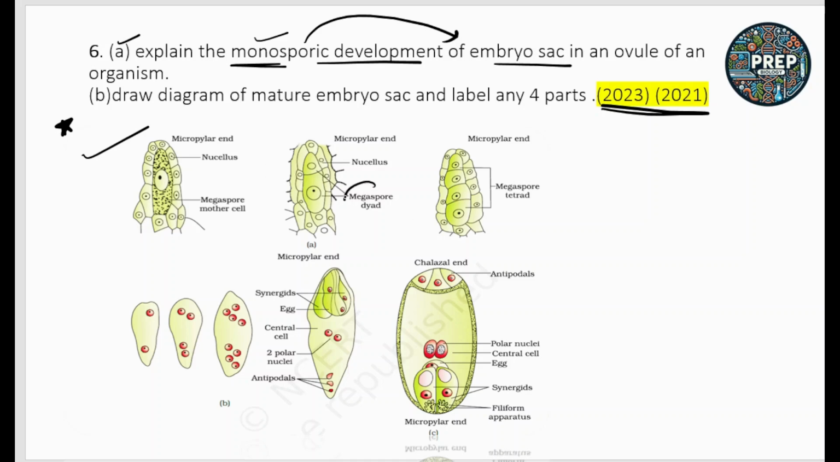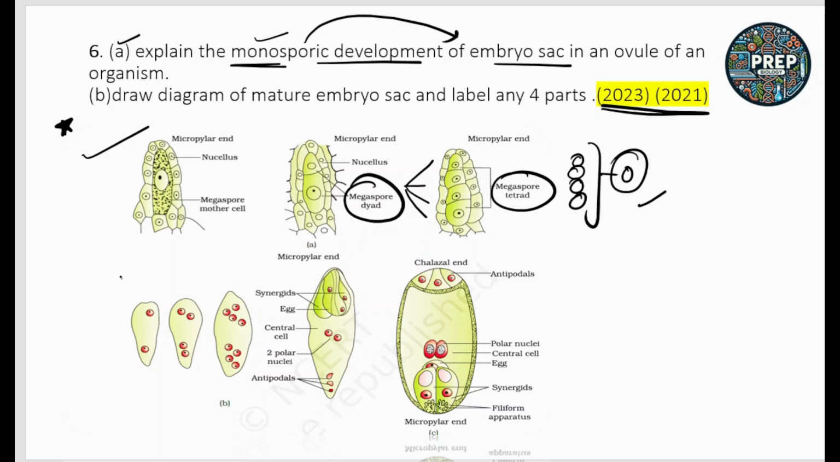Why? We know that the megaspore dyad is converted into the megaspore tetrad, 4 cells are formed, and out of the 4 cells only one megaspore is functional, and it will divide further and form the embryo sac. Okay, so this is the structure that comes under the monosporic development of the embryo sac in an ovule.